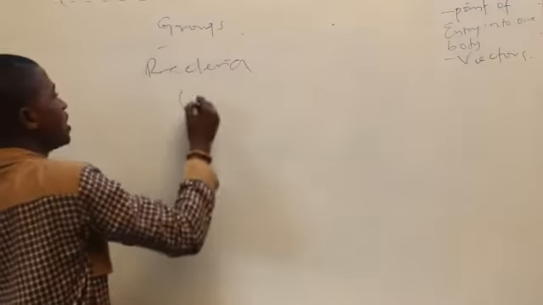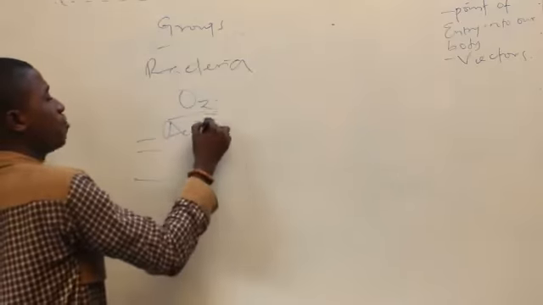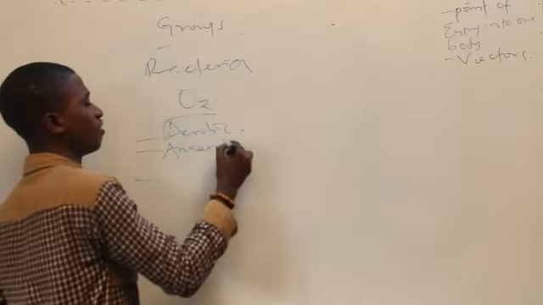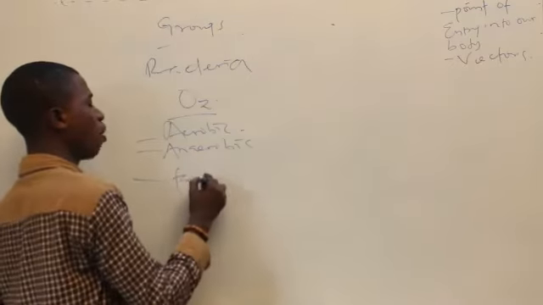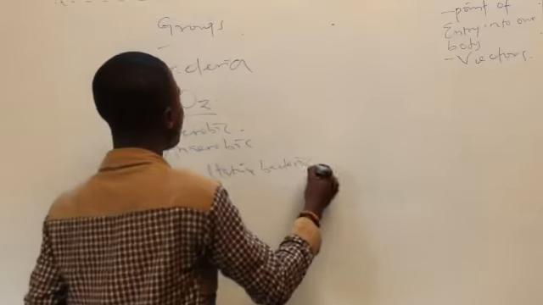Based on oxygen and shape. Now, based on oxygen, bacteria can be called aerobic bacteria, anaerobic bacteria, and facultative bacteria. Now, what do I mean by this term?